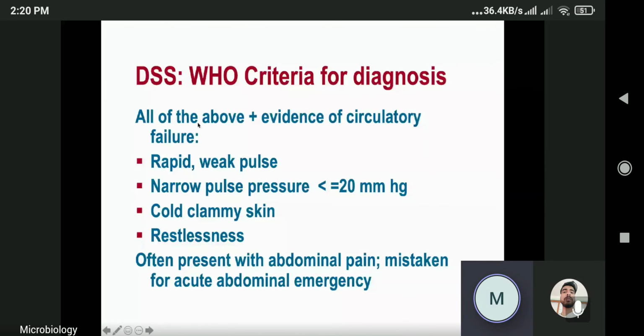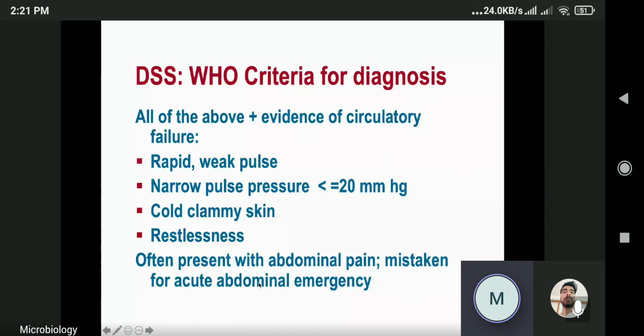Well, why will there be circulatory failure? Because hematocrit will be high, that is, there will be hemoconcentration. That's why there will not be proper circulation, and that's why there can be circulatory failure. Okay, rapid weak pulse, narrow pulse pressure, cold clammy skin, restlessness. These are the features, right?